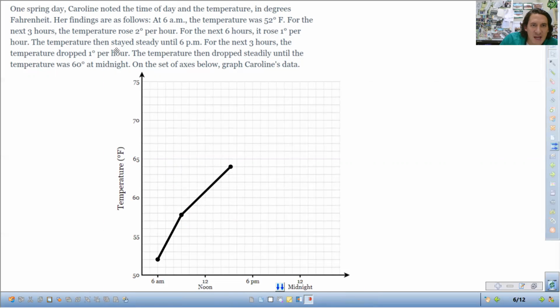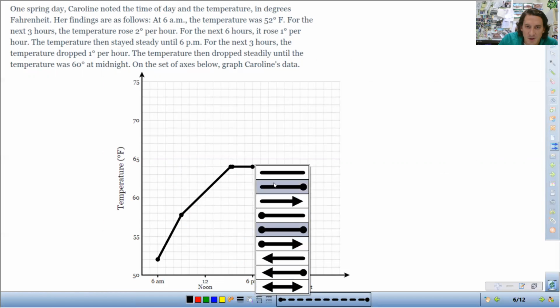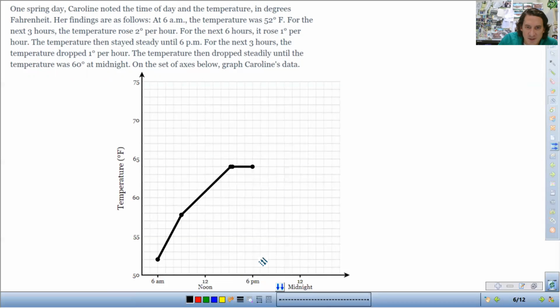The temperature stayed steady until 6 p.m. So I need to go where it looks like 4, 5, 6. Just to be sure, I'm going to make sure that's at 6 p.m. Let's see. 6, yeah, that's at 6 p.m. Good.